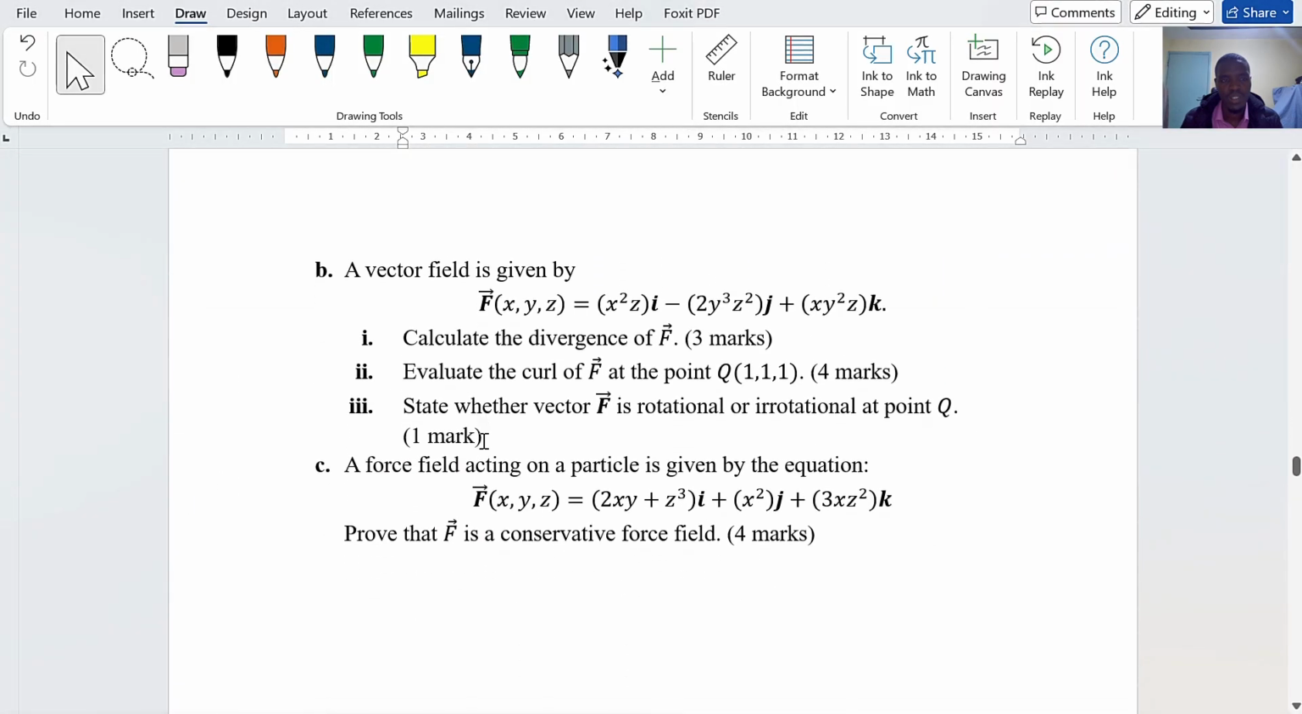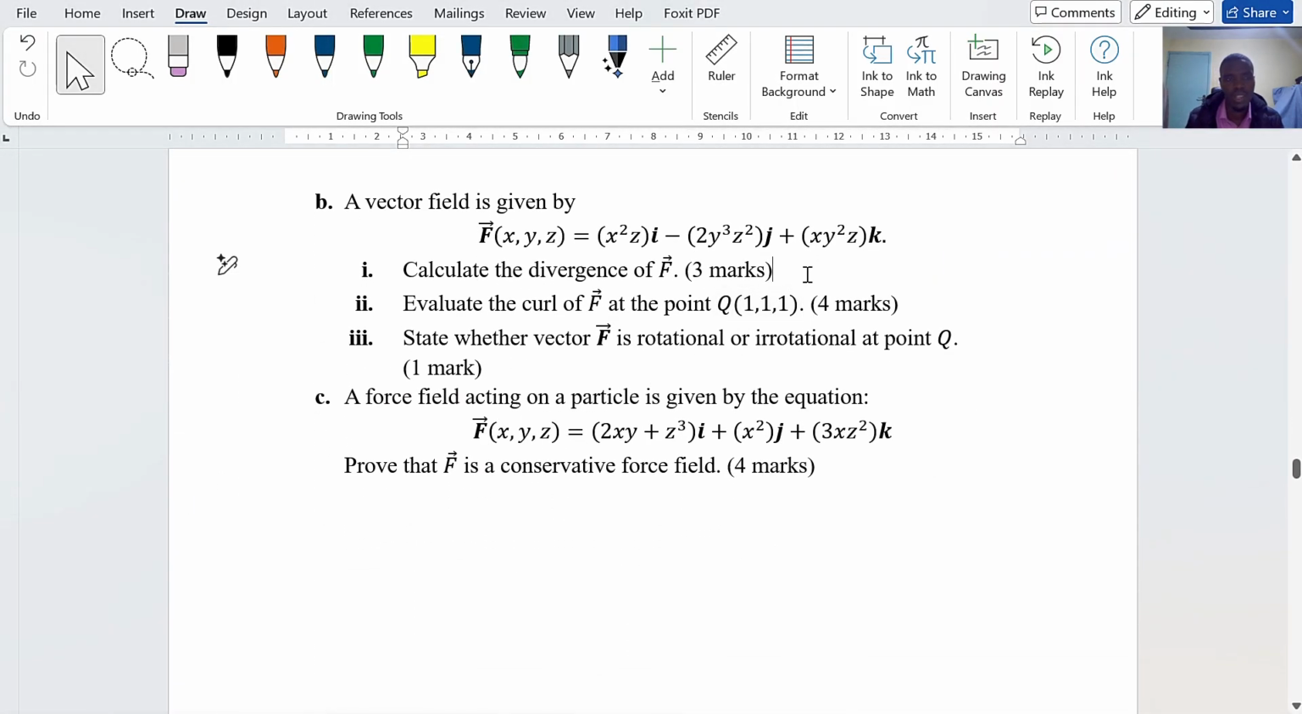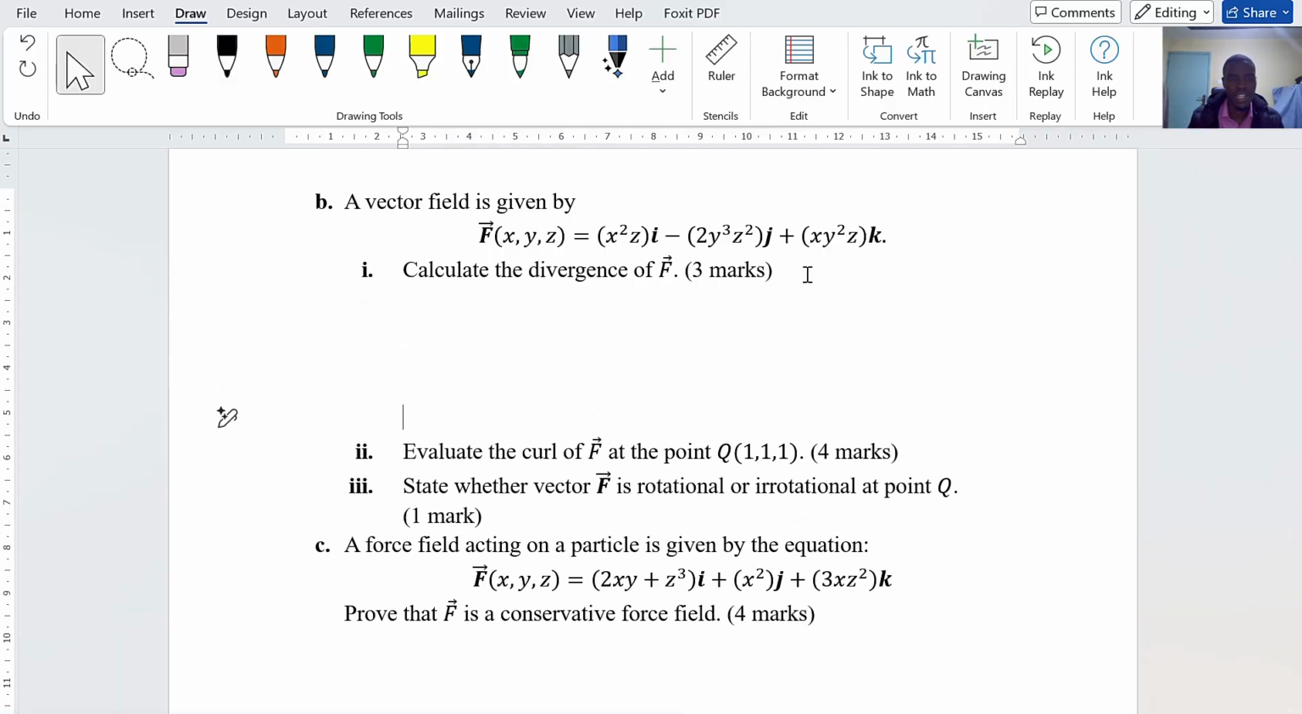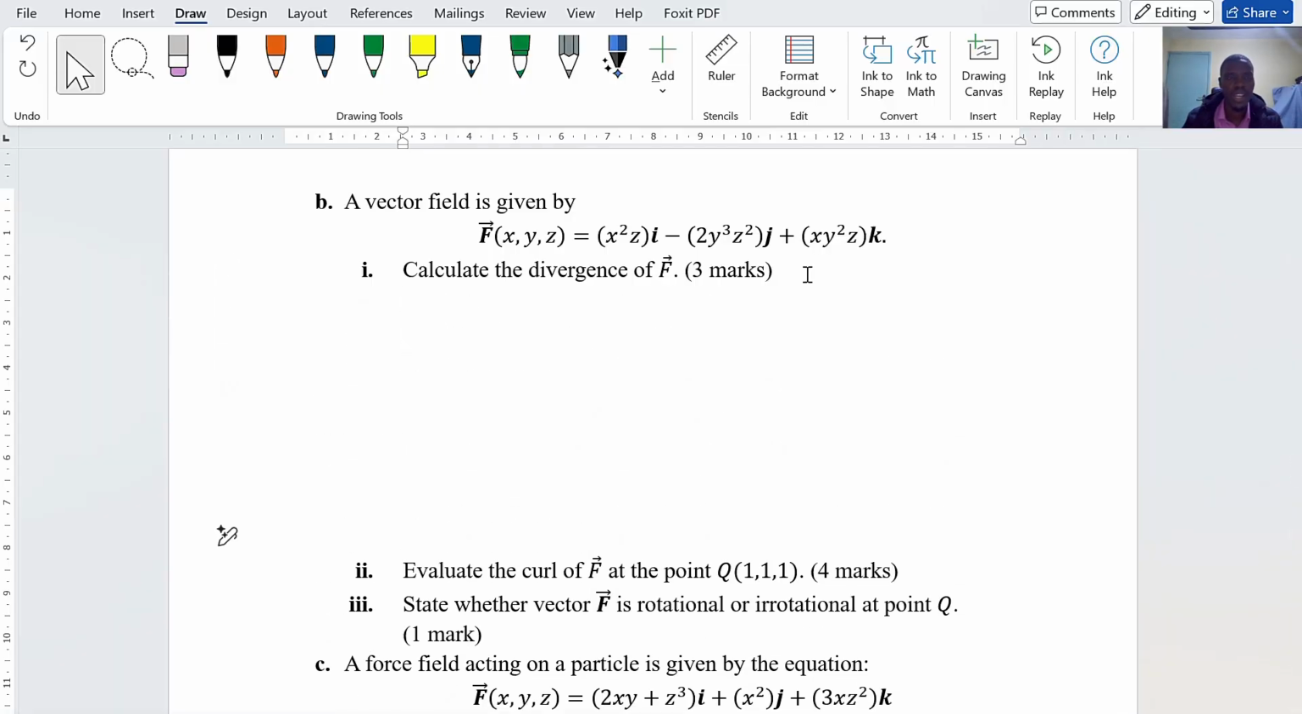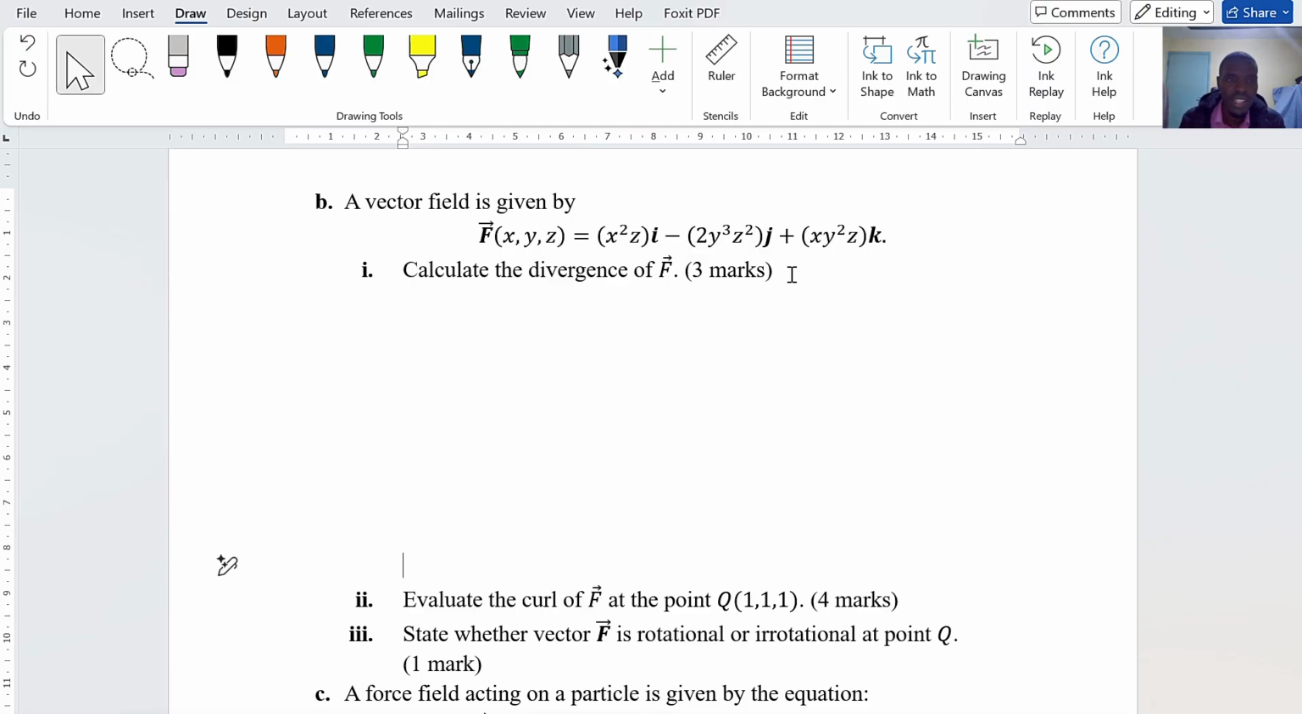Now, we're going to the next question, which is B. We have solved for A. Let's see what is in B. A vector field is given by this. Calculate the divergence. The divergence acts on a vector field to give us a scalar. The output of the divergence of a vector is a scalar.